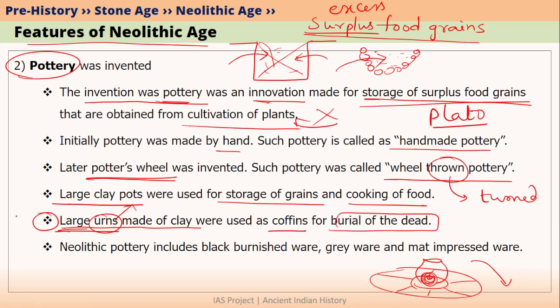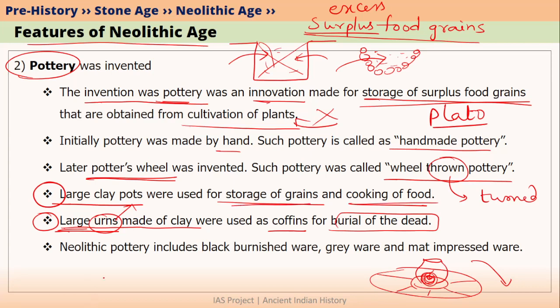This was a relatively new idea even within the Neolithic age. Okay, this started, let's say, at the middle or at the end of the Neolithic age, not in the beginning. But in the beginning of the Neolithic age, clay pots were used for storage of food grains as well as cooking of food.